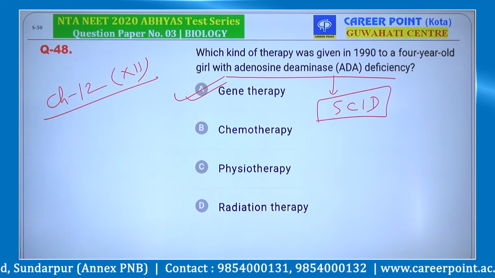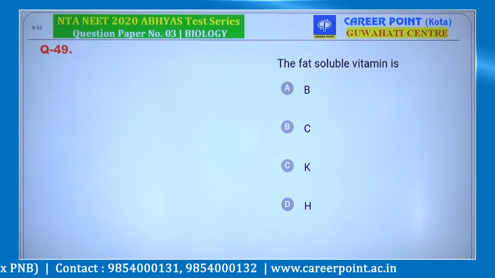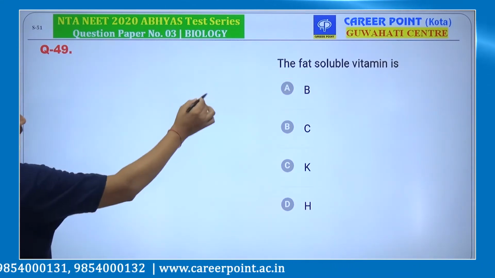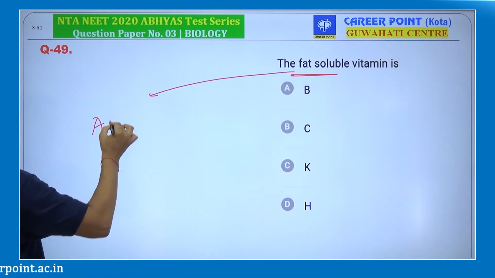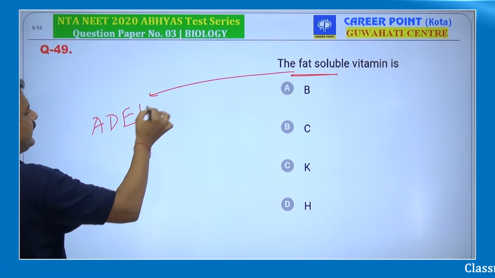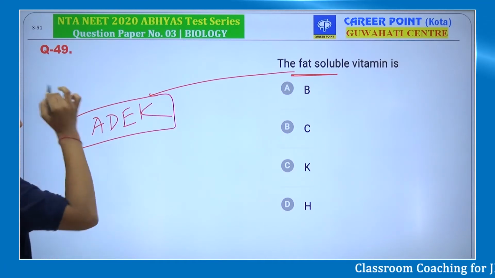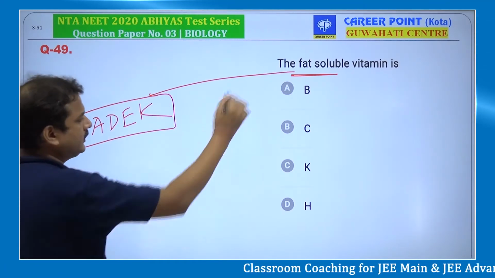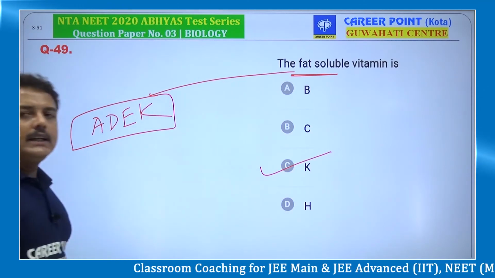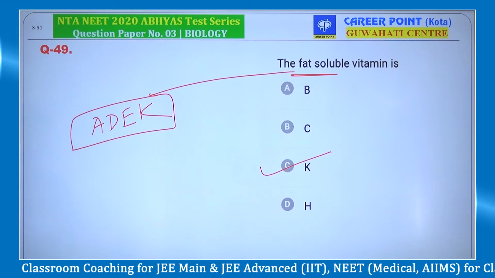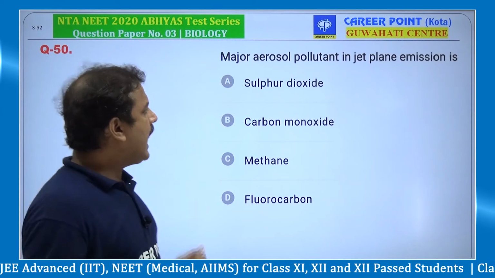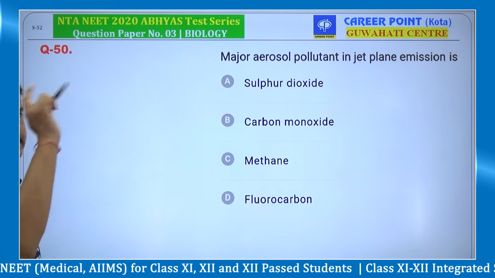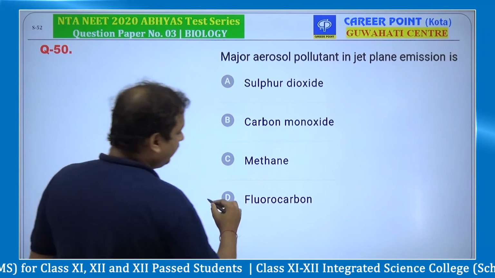Okay, so next question. The fat soluble vitamins are mainly 4, that is A, D, E, K. These are the 4 vitamins which are considered to be fat soluble. So the answer is K. So K is a fat soluble vitamin. Very simple question. Next, major aerosol pollutant in jet plane emission is, so here the answer is fluorocarbon.